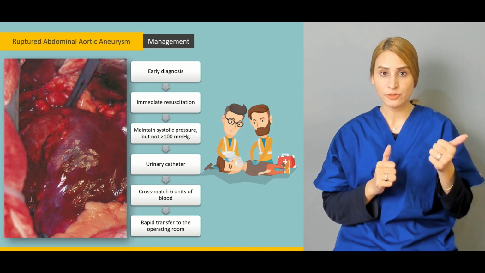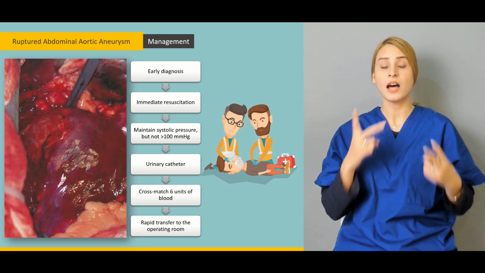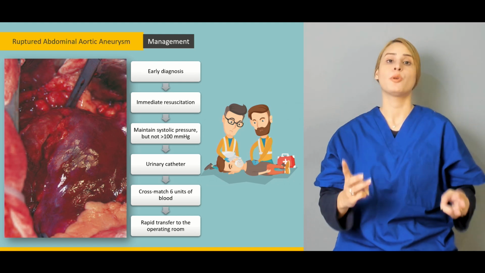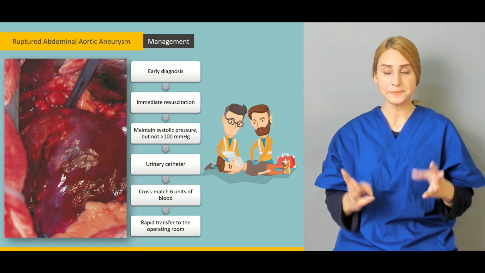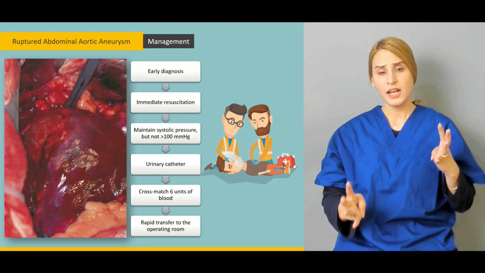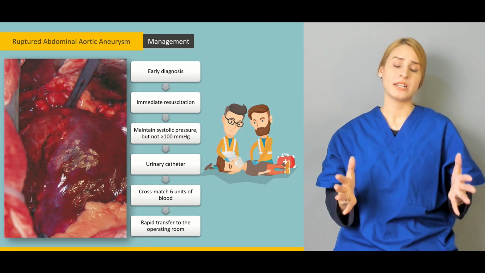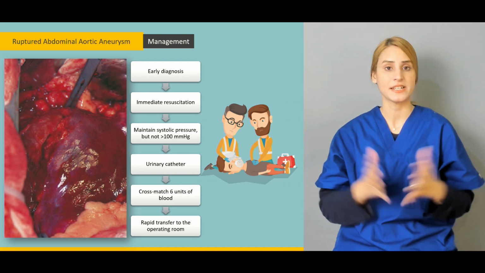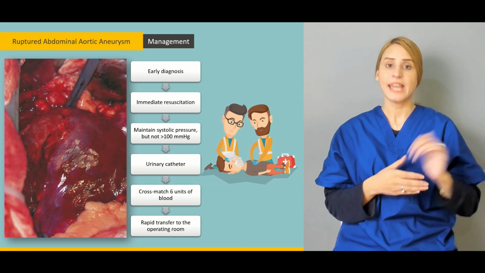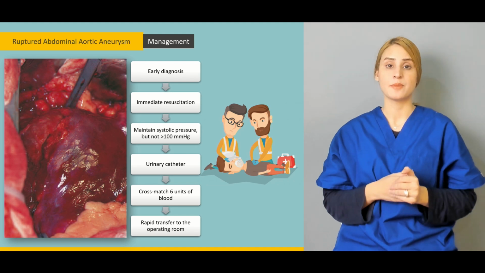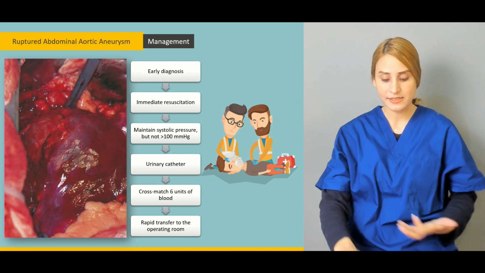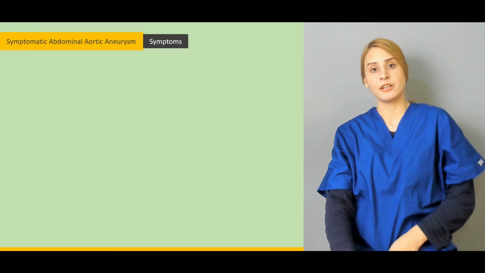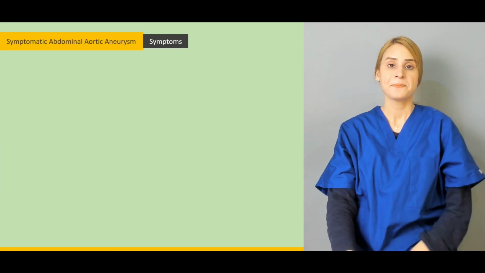So early diagnosis, immediate resuscitation, a lot of fluids, large bore IV cannulas, right? Packed red blood cells or the whole blood, whatever you have available. 6 units should be arranged at least. Catheterize the patient, monitor the input and output, resuscitate, maintain the systolic pressure. That should be kept.